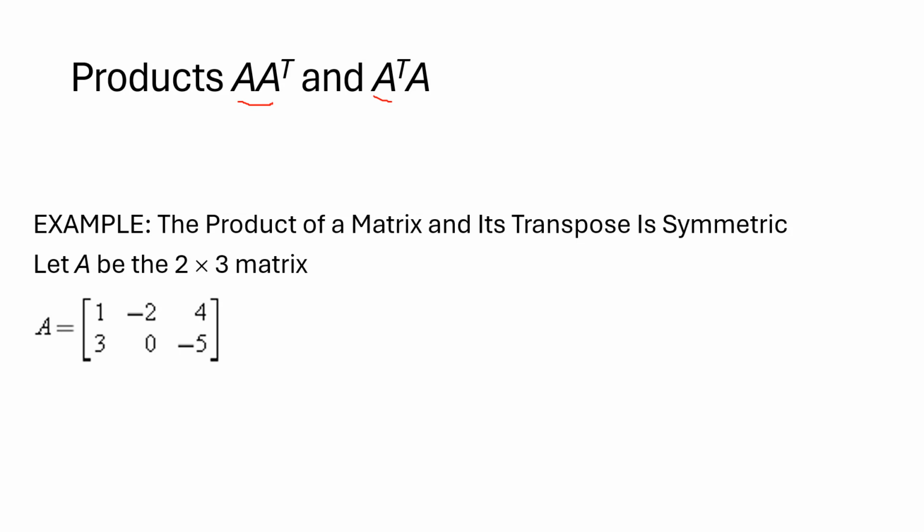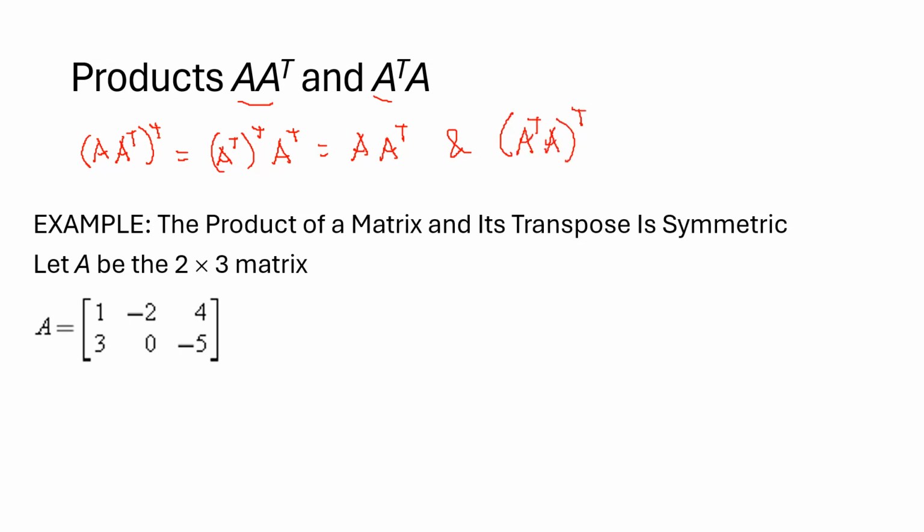Since the transpose of A times the transpose of the transpose of A is equal to A times the transpose of A, it is symmetric. And for the transpose of A times A, if we transpose that, you have the transpose of A times the transpose of the transpose of A, which is equal to the transpose of A times A.